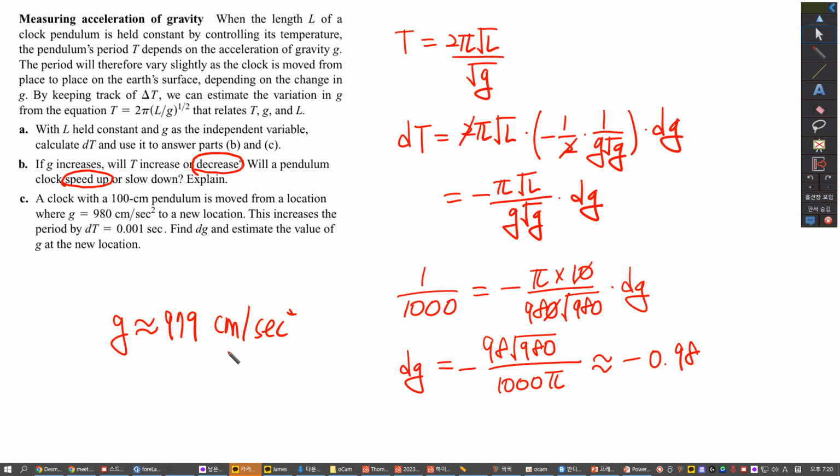That means the polar region has a higher gravitational acceleration compared to the equator, because the equator has a longer radius. So this means if we move the pendulum clock from the polar region to the equator, these things will happen. The gravity decreases slightly.